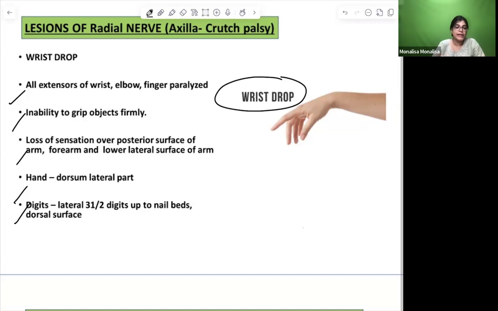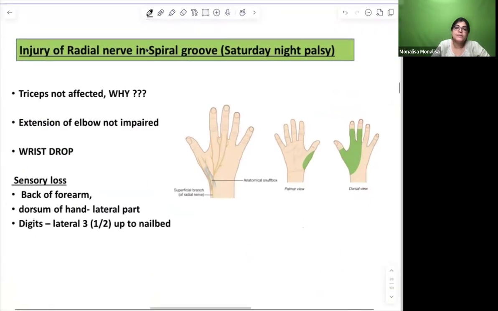So when is the lesion occurring in the axilla? The lesion occurs in the axilla when the person is ambulated, meaning the person has a fracture of fibula and tibia or lower limb. So yes, cast and splints are used. In that case, what happens? They want to walk, so they will use crutches. The next injury is in the spiral groove.